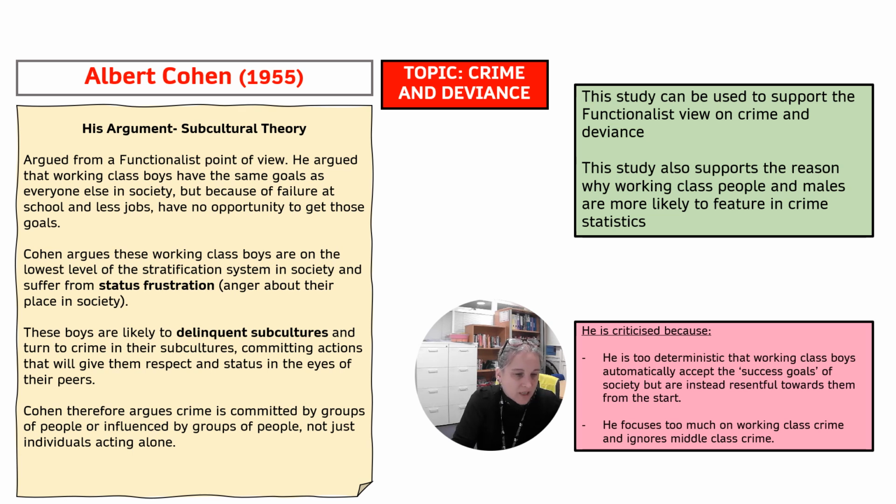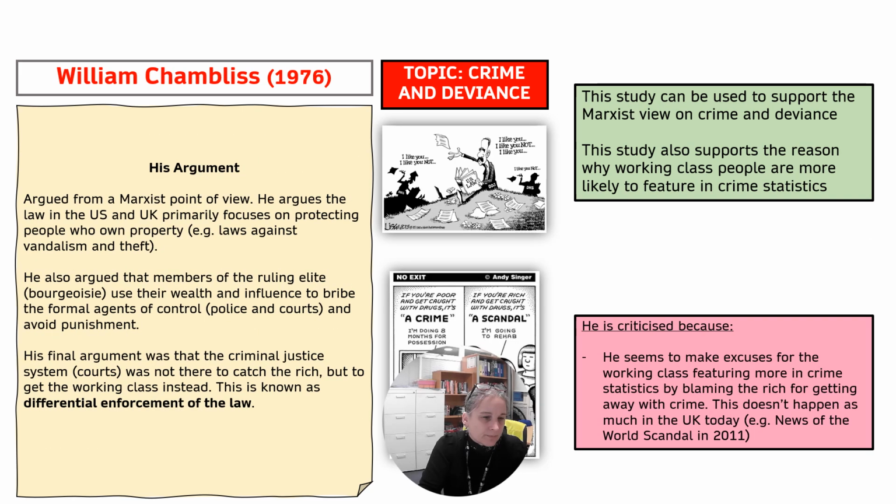They might be the leader of the gang. They might be the one that is the most violent, the most looked up to, and they feel good. So that's Albert Cohen, subcultural theory. Remember, these are all ways or reasons why people turn to crime. Again, stop, make yourself some notes.